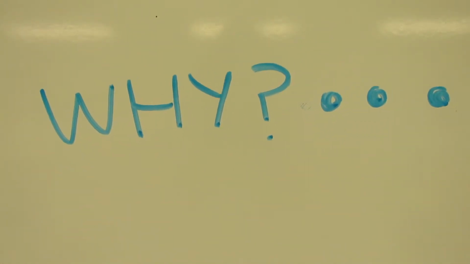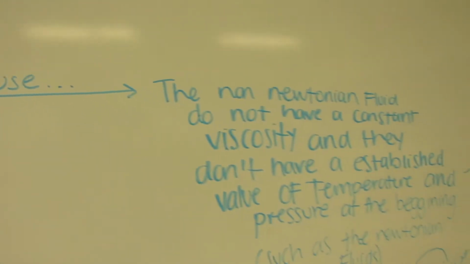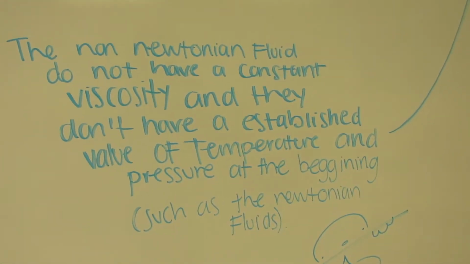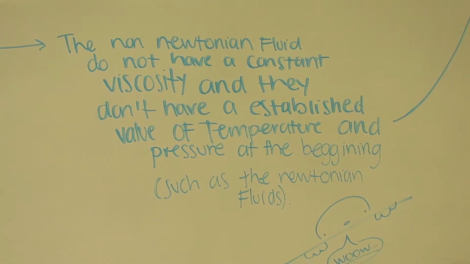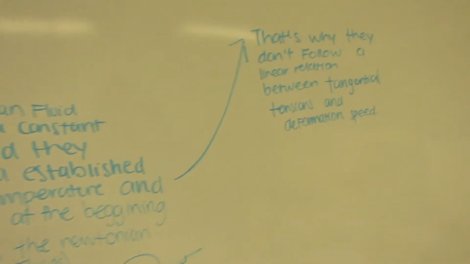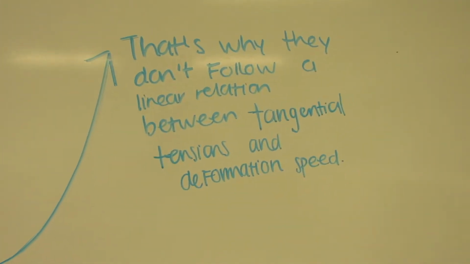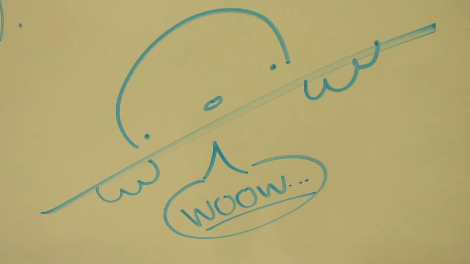So now we know that there is a difference between the Newtonian fluid and the non-Newtonian fluid. But why is there this difference? Easy. Because the non-Newtonian fluid does not have a constant viscosity and they don't have an established value of temperature and pressure at the beginning, such as the Newtonian fluids. That's why they don't follow a linear relation between tangential tensions and deformation speed.